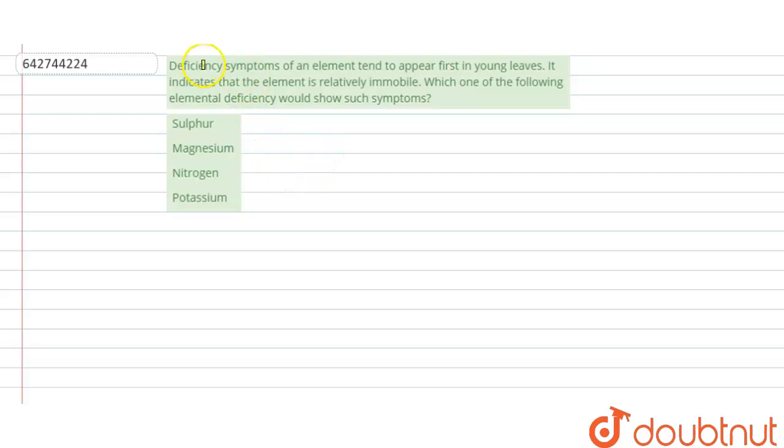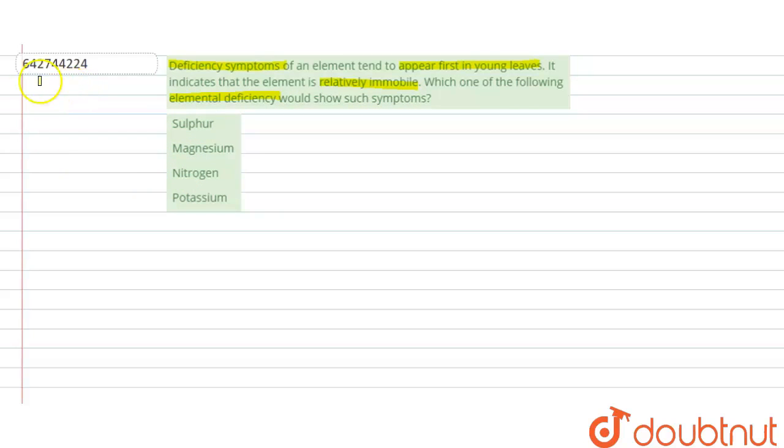Hello everyone. So the question here is that the deficiency symptoms of an element tend to appear first in young leaves. It indicates that the element is relatively immobile. Which one of the following elemental deficiency would show such symptoms? So the options here are sulfur, magnesium, nitrogen, and potassium.